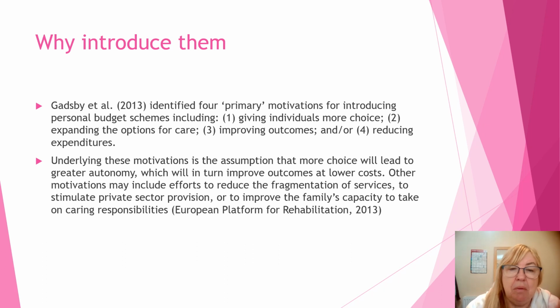Okay. So underlying these motives is the assumption that choice will lead to autonomy, which would improve outcomes. In other words, people may allow their family to take on more responsibilities, or friends to do certain things, or the local community to do certain things, instead of having to put specialist workers in. So you can see where they're trying to save a bit of money.